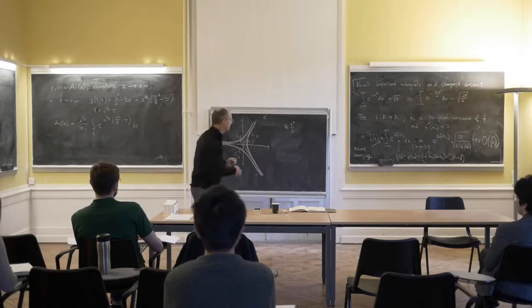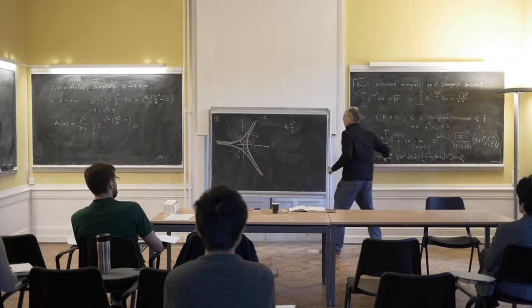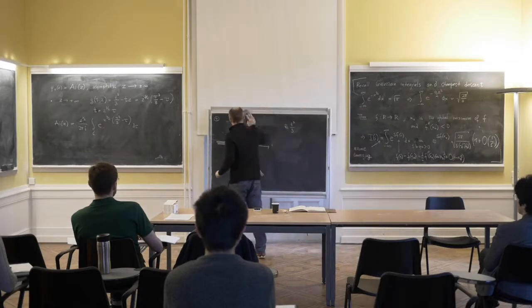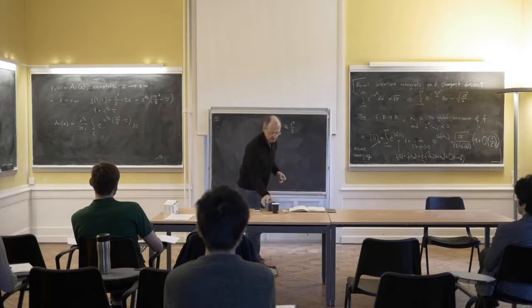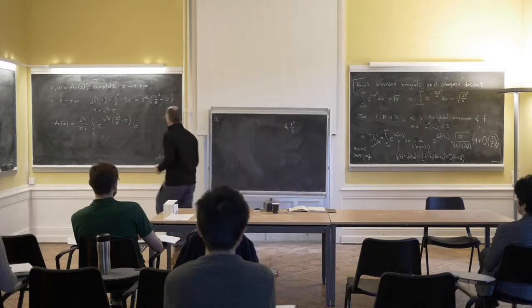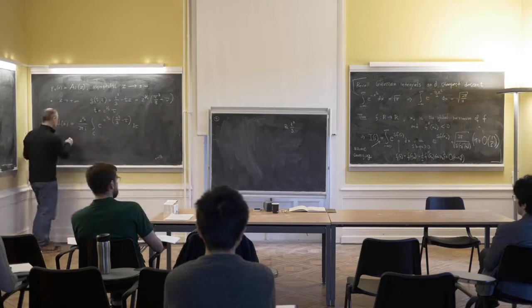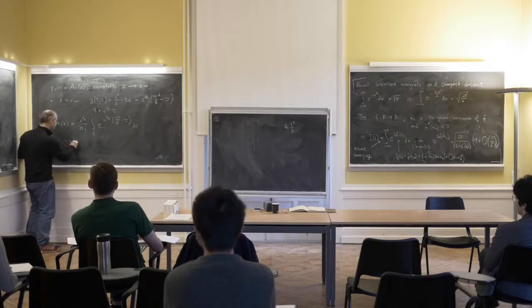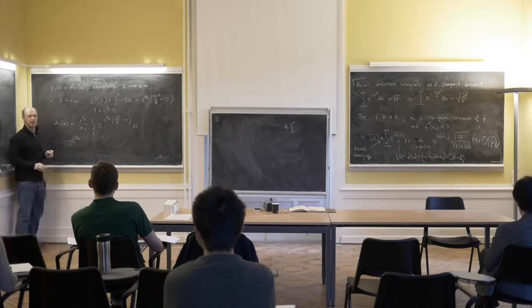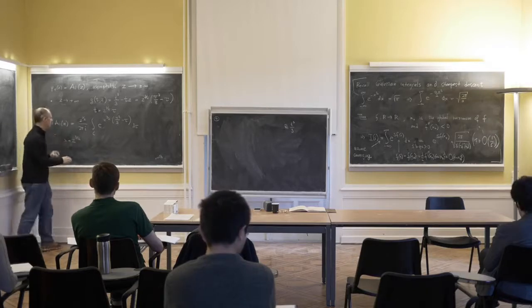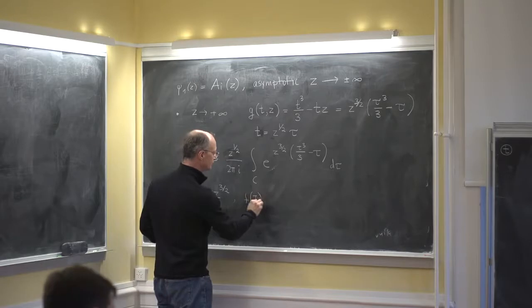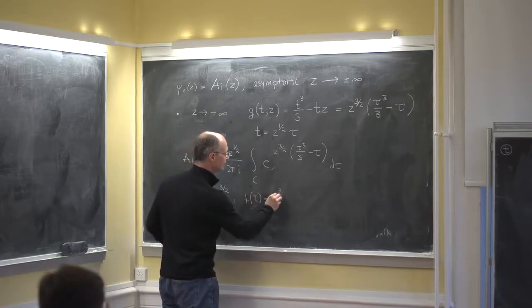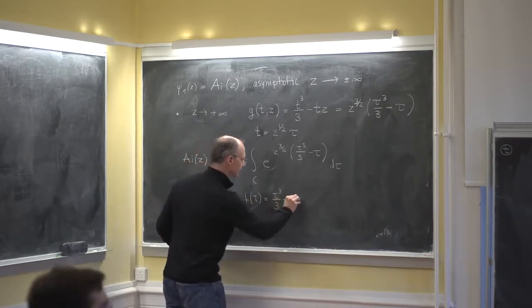Now look, we are actually more or less in the situation that I described before. So let me redraw. I will be redrawing the picture several times. So here in this integral, our parameter s is z to the power 3/2, right? So that's our large parameter. And the function f of tau is tau cubed over 3 minus tau.